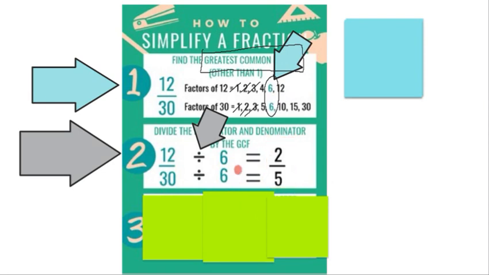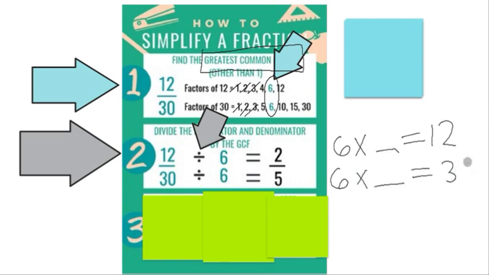If you're a little bit confused on how we got 2 and 5, this is all we did. We did 6 times something equals 12, and we did 6 times something equals 30. 6 times 2 equals 12. 6 times 5 equals 30. So that's exactly how we got our numerator of 2 and our denominator of 5. I hope that cleared any confusion. If you have any questions, you can leave questions in the comment section down below.